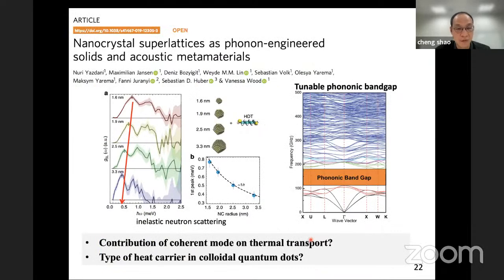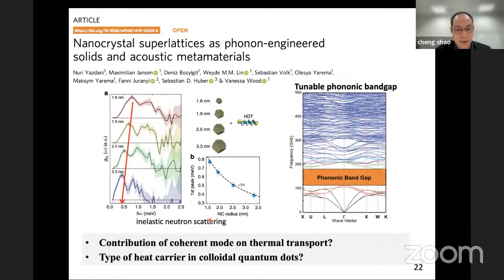One big motivation for us to study the thermal transport in nanocrystal or quantum dot superlattices is that in some previous papers, they found that the coherent modes in this system have a strong correlation with the size of the particles. And they proposed that we can tune the thermal property of the system by tuning the particle size, because if there is coherence, there will be some band gap in the structure, and the total thermal property can also be tuned by tuning the position and the width of the band gap.